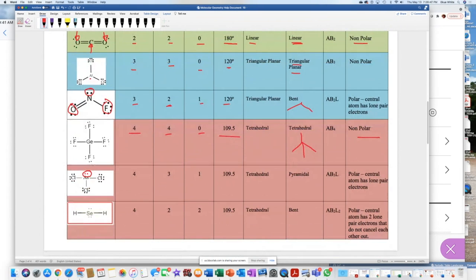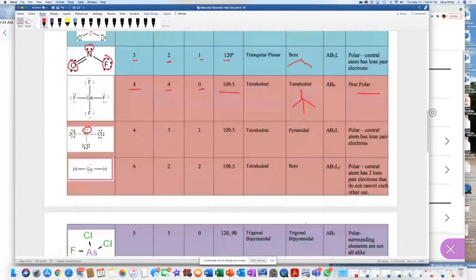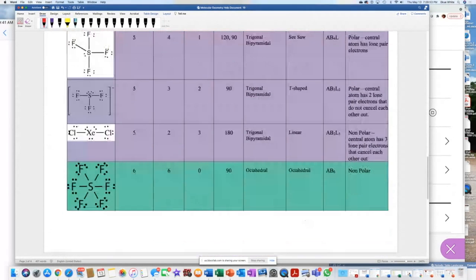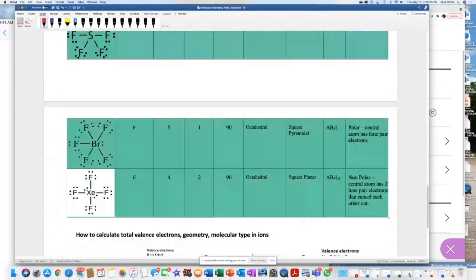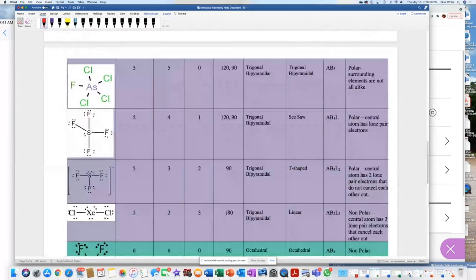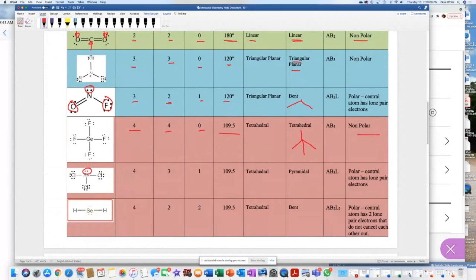So I'm going to go through this, the group of 4 real quick. And then I won't go through the rest of these, but they'll be available for you guys to look over. Okay. It goes all the way to group of 6. Okay, so let me finish up the group of 4. The group of 4, once again, you have 4 groups here, 3 surrounding groups, 1 lone pair.